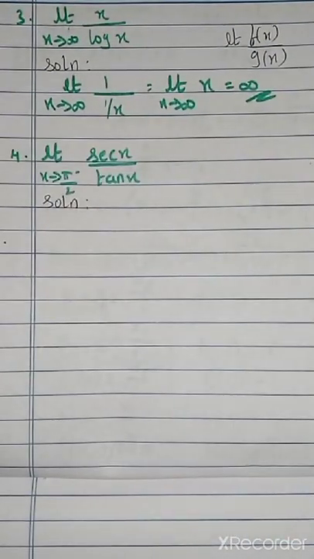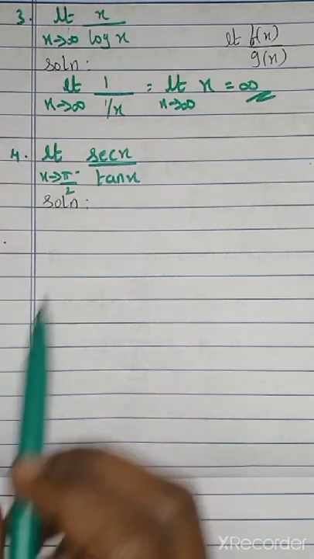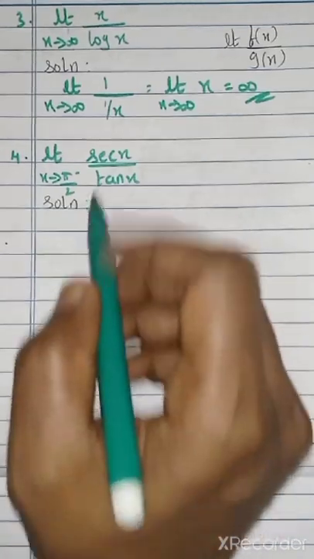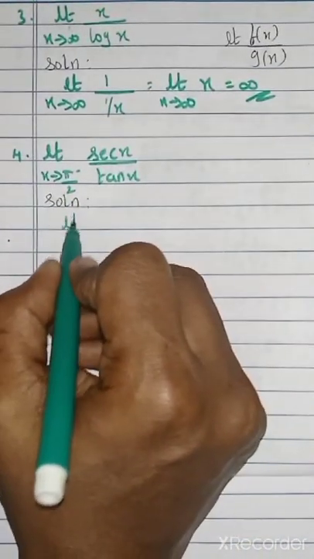Fourth problem. Limit x tends to pi by 2, secant x by tan x. And here what is the question? Evaluate the following limit. If necessary, use L'Hopital rule. So if necessary only we can use L'Hopital rule. But this problem, without using L'Hopital, we can find out the answer. Okay? So let's see the solution.